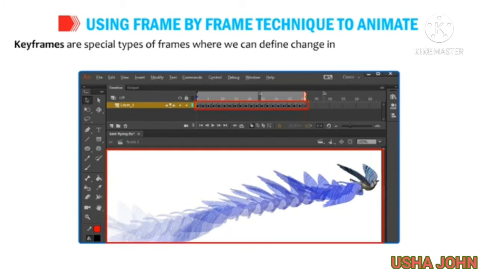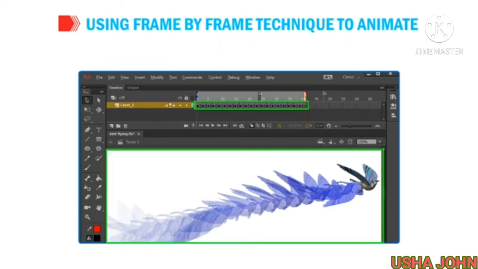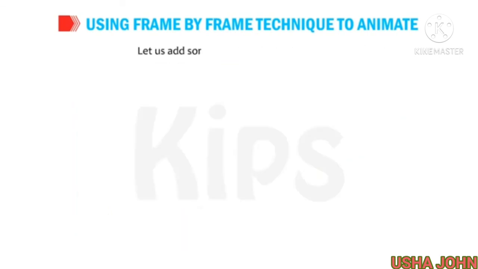Keyframes are special types of frames where we can define change in object for an animation like position, color, shape, etc. In frame by frame animation, we create the image in every frame. Let us add some artwork for the document.